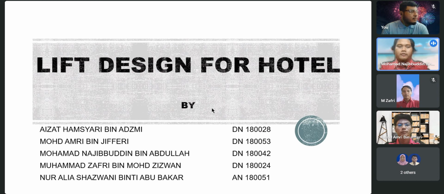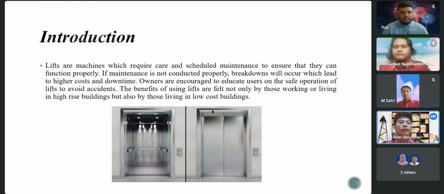Me and my team, Aizat Amshari, Muhammad Amri, Muhammad Najibuddin, myself, Muhammad Zafri, and Nur Ali Ashazwani. We present about the lift design for the hotel that we have chosen for our project. Okay, my name is Muhammad Amri, and I will explain the introduction.